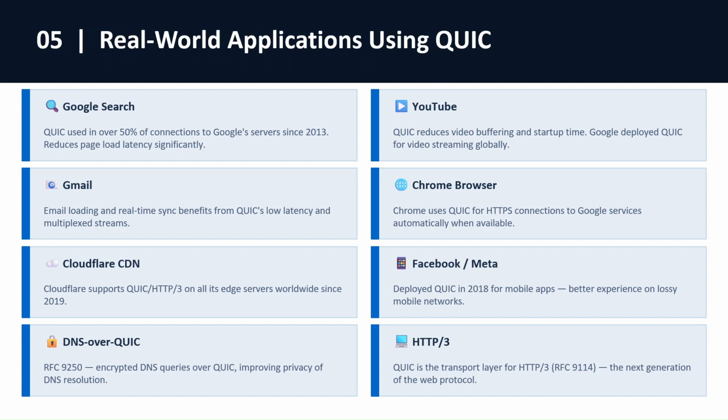So let's move on to the next slide. Real world application. QUIC is not experimental, it's running at massive scale right now. Google has deployed QUIC on Search, YouTube, Gmail, and Chrome since 2013. Over 15% of connections to Google services already use QUIC, and Cloudflare enabled QUIC on its edge servers also. Meta deployed QUIC in 2018, especially for mobile apps where lossy networks make TCP head-of-line blocking particularly painful. DNS over QUIC is defined in RFC 9250, which encrypts DNS queries for better privacy.